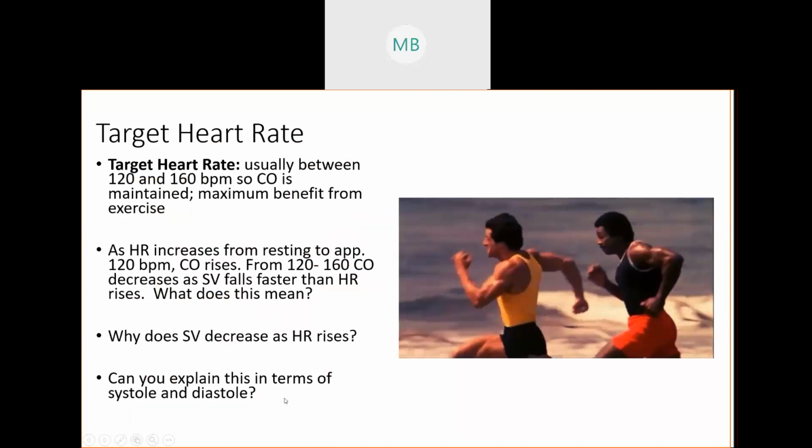So we need to know some stuff about this first. Here you see Rocky training for his big match. He's jogging on a beach. Your target heart rate is usually between 120 and 160 beats per minute, so your cardiac output is going to be maintained. The maximum benefit to your cardiac output is exercise. Lord knows I need to get more than I actually do. As your heart rate increases from resting to activity, your cardiac output is going to rise.